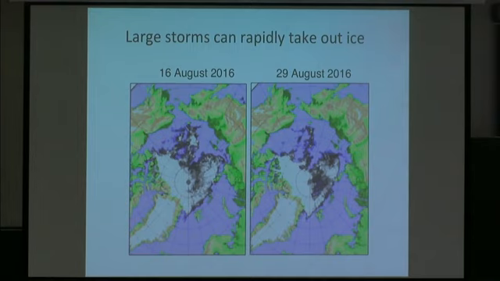I've also recently become very interested in the role of very short-term climate signals or weather signals. For example, just last summer, a big storm hit in August, and the sea ice really fell apart. Looking at the amount of black here, it increased dramatically.